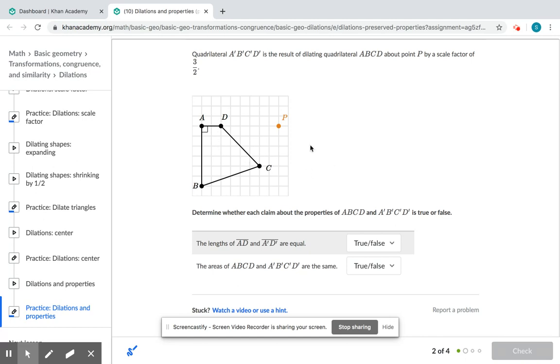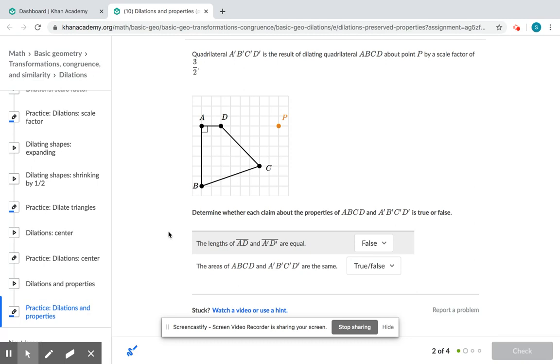Anytime you go under a dilation of more than 1 or less than 1, the side lengths are going to change. So this is going to be false because they're not going to be equal. Whether we know what the other side length is, we know it in dilations, as long as it's not 1, it's going to either get bigger or it's going to get smaller. So that's false.